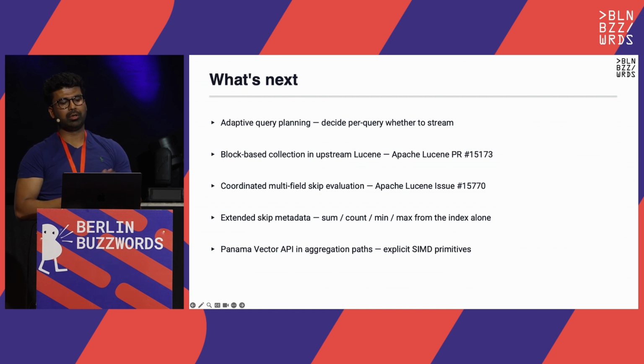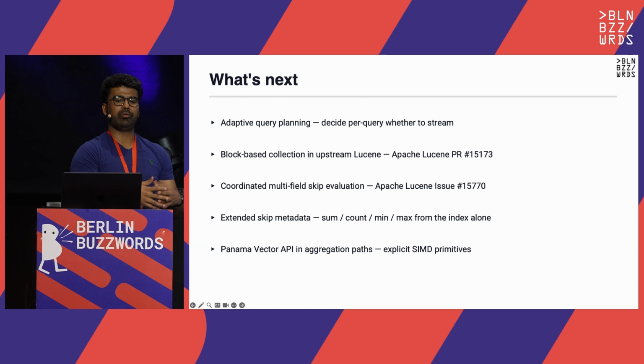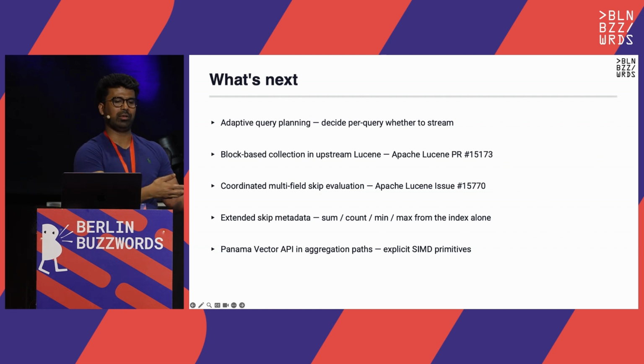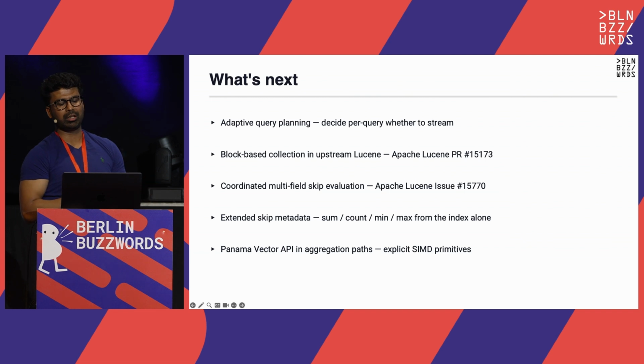There is some work including Panama vector API and aggregation paths as well. So even though we have added these bulk APIs in the Lucene collectors, you need to make sure that you are invoking those bulk APIs from the scorers, and a lot of work is happening on that, right? I have myself reviewed a few PRs in the last couple of weeks itself. Once you invoke those bulk APIs, you want to make sure you are able to write the collection logic in a way that it is able to vectorize by using explicit vector APIs or maybe through auto vectorization.